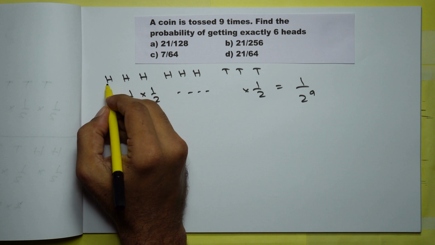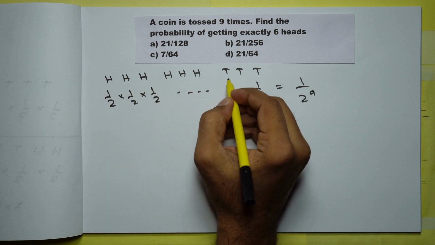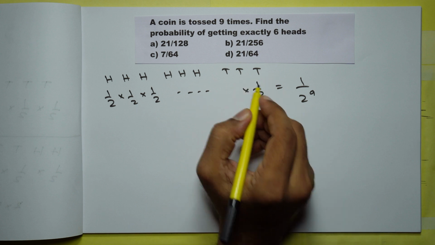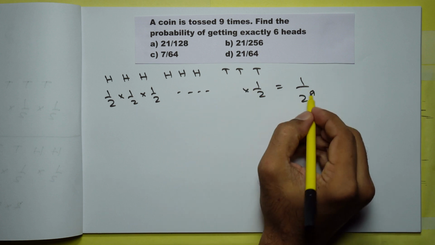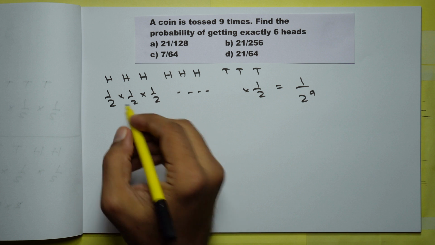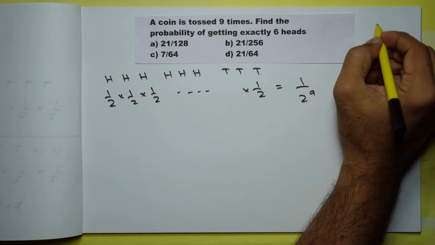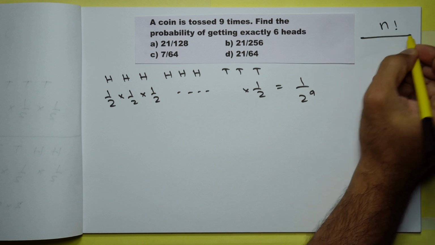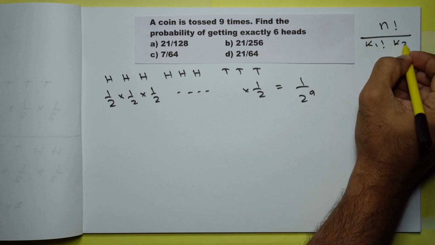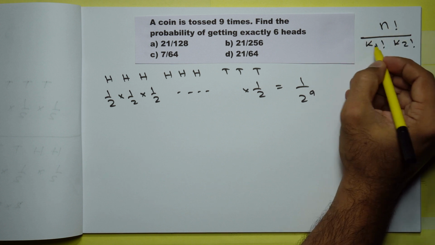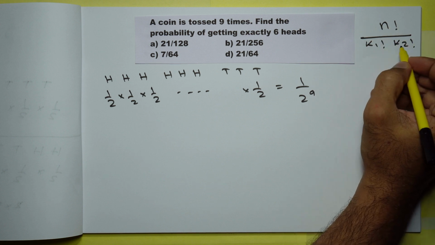Now these 6 heads and these 3 t's you can arrange in any way you like. And the probability is always 1 by 2 raised to 9. So in how many ways can they be arranged? That is, we can use the formula n factorial by k1 factorial into k2 factorial. That is, n objects are there, out of which k1 of them are same, k2 of them are same.